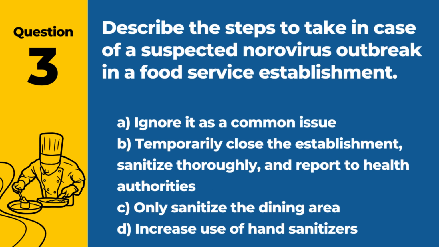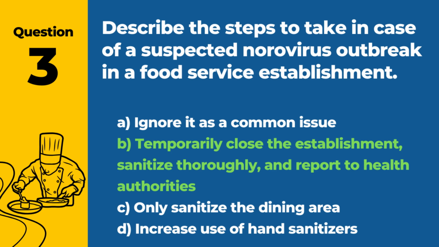Question 3. Describe the steps to take in case of a suspected norovirus outbreak in a food service establishment. A. Ignore it as a common issue. B. Temporarily close the establishment, sanitize thoroughly, and report to health authorities. C. Only sanitize the dining area. D. Increase use of hand sanitizers.